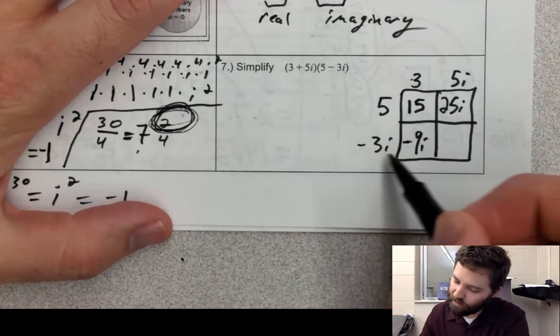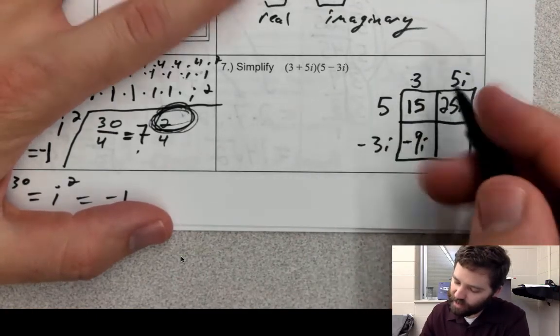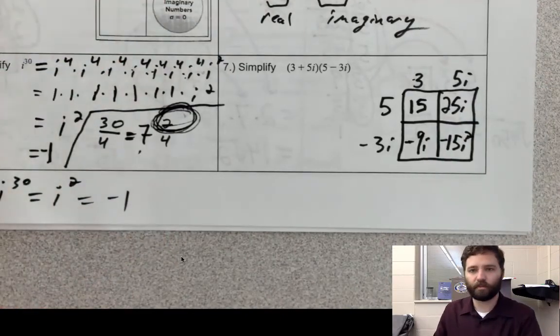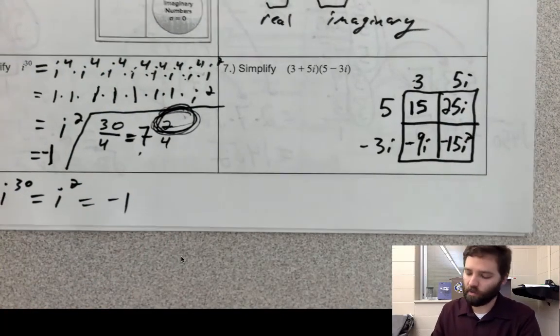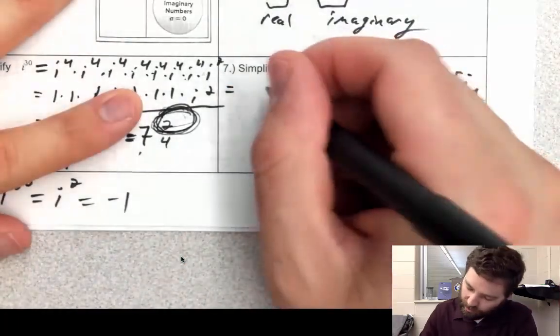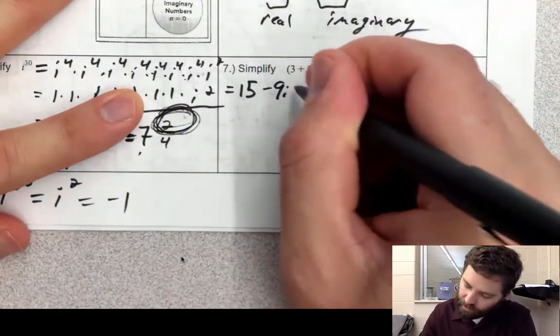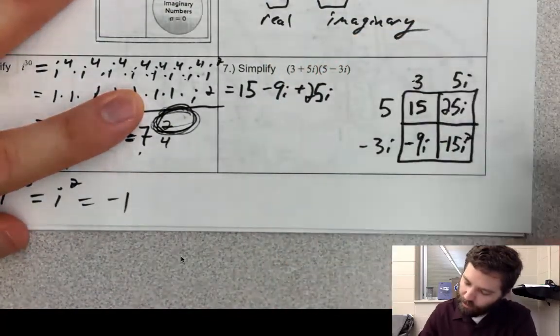And then negative 3i times 5i, we've got to be careful here. This is negative 15i squared. Okay, negative 15i squared. So what does this end up being? Well, let's write it out. I got 15 minus 9i plus 25i, and then minus 15i squared.